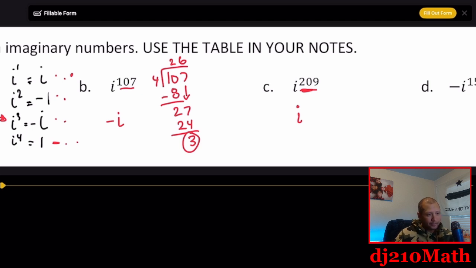Right, those are the two ways that you can do it that I would suggest. Otherwise, you're having to divide 209 by 4. You'll see that it's 5. Bring down the 9. 2, 8, 1. So i to the 1st power, which is just i, right? Because of the remainder. Okay.